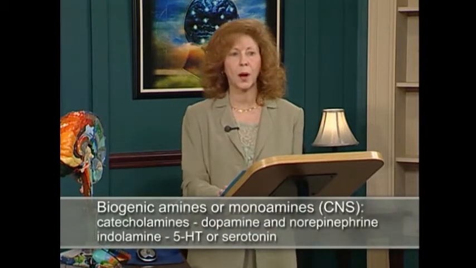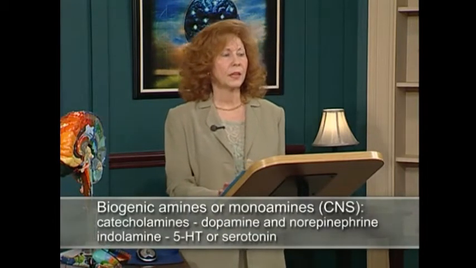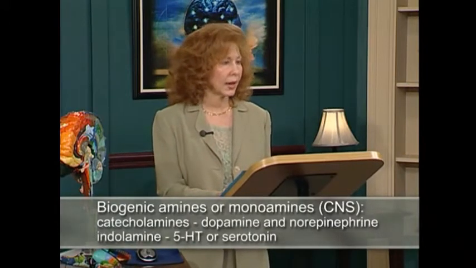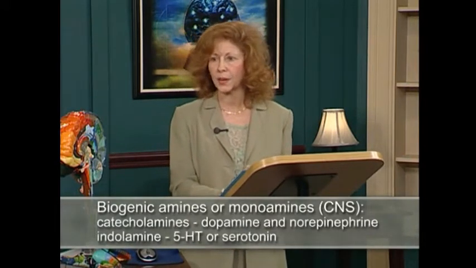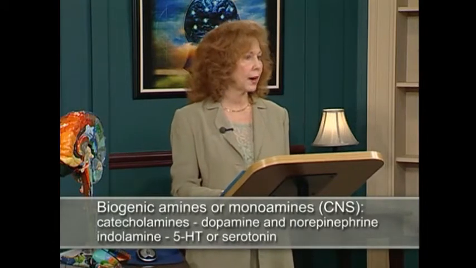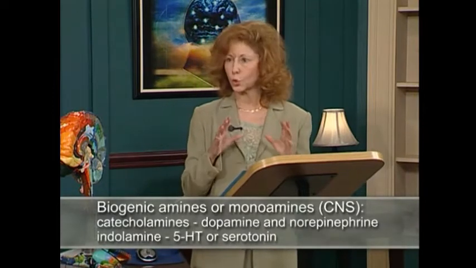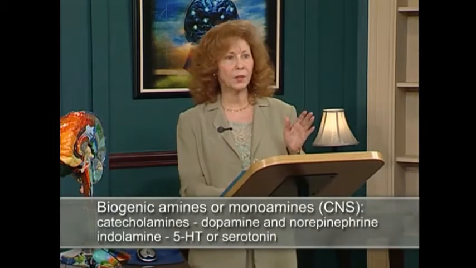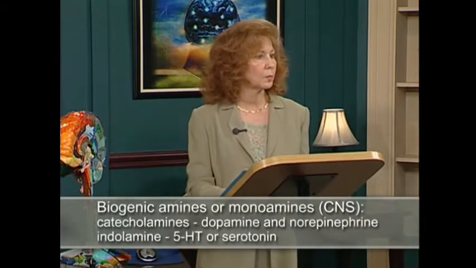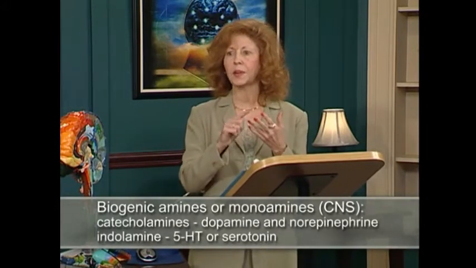The next class of neurotransmitters or neuromodulators, and these are generally called neuromodulators, are the biogenic amines or the monoamines. In the central nervous system, these would include the catecholamines, dopamine and norepinephrine, and the indolamine, 5-HT or serotonin. Catecholamine and indolamine just refer to the structure of the molecules. So in the nervous system, the monoamines or biogenic amines are basically dopamine, norepinephrine, and serotonin. 5-HT is just another name for serotonin.